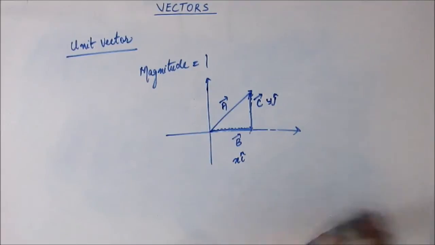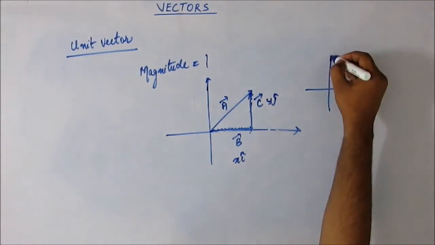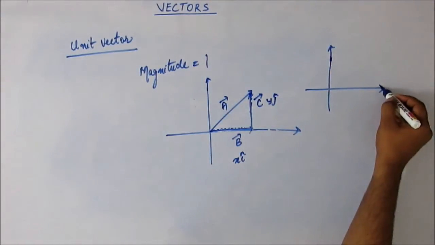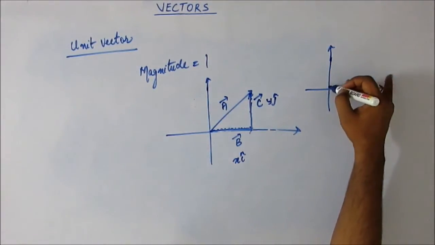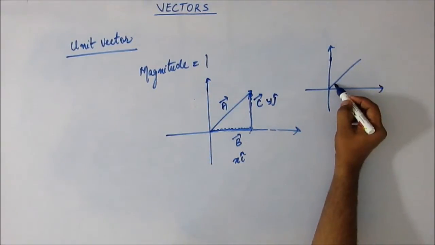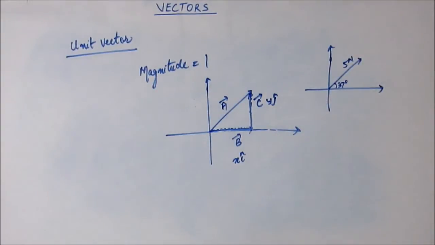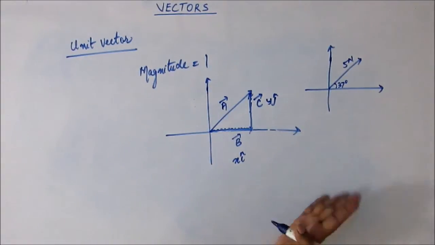Okay, for example, suppose this is 37 degree and this is 5 Newton. A force is being applied on certain body at an angle of 37 degree with positive x-axis, and the magnitude is 5 Newton. Now this force, we have to break into x component and y component.